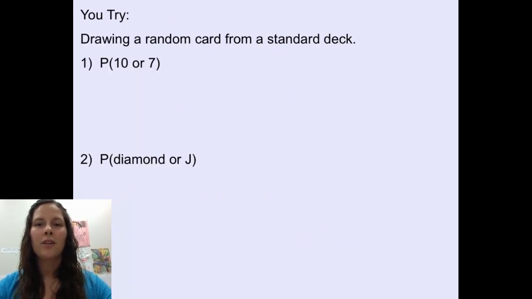Here are your "you try" questions. Decide if they can happen at the same time or not. And if they can, make sure you subtract off that extra probability.